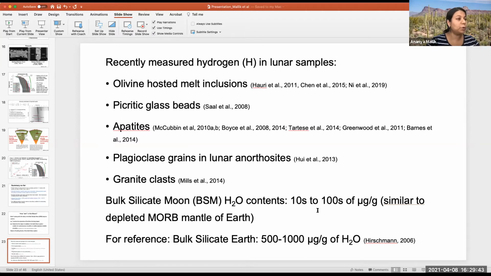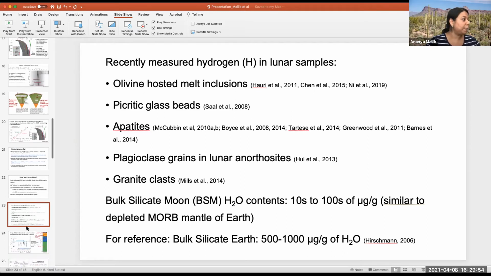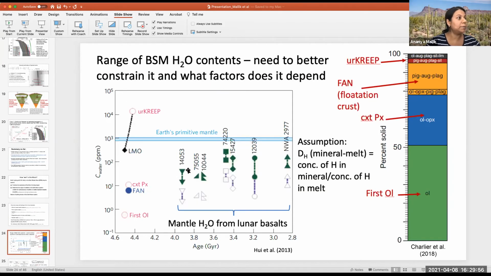But what we would notice here is that there is actually at least 2 to 3 orders of magnitude range of proposed values for bulk water on the moon. So again, the question is, can we constrain the bulk water on the moon better? Also, what factors does constraining the bulk water on the moon depend on?